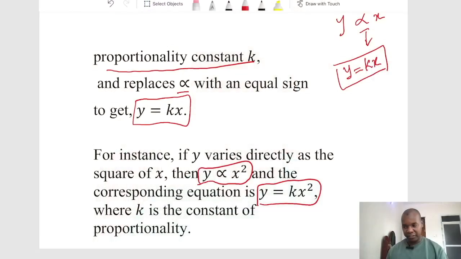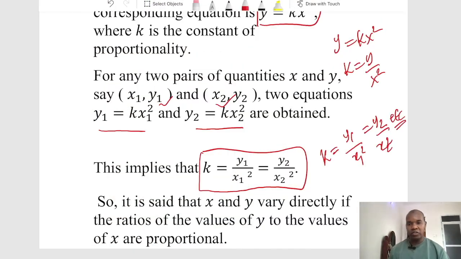So up to this point you have seen how mathematically we can translate all explanations coming from direct variation and so forth. It can continue actually that way. So it is said that x and y vary directly if the ratio of the values of y to the values of x are proportional. We say that x and y vary directly if the ratio of the values of y to values of x are proportional.